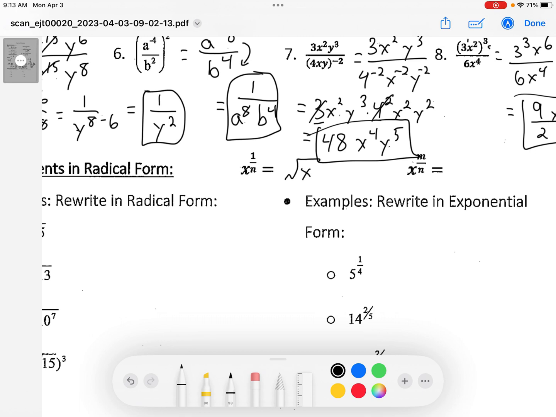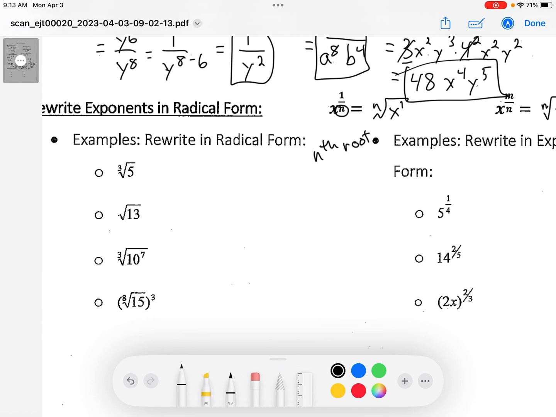Now the last little nugget here are fractional exponents. And what this means is, this is our root. This is our power. So it's x to the 1st, the nth root of. We say the nth root. Now we've done square root, but now we can do all the roots you can think of. So this is x to the m to the nth root of x to the m.